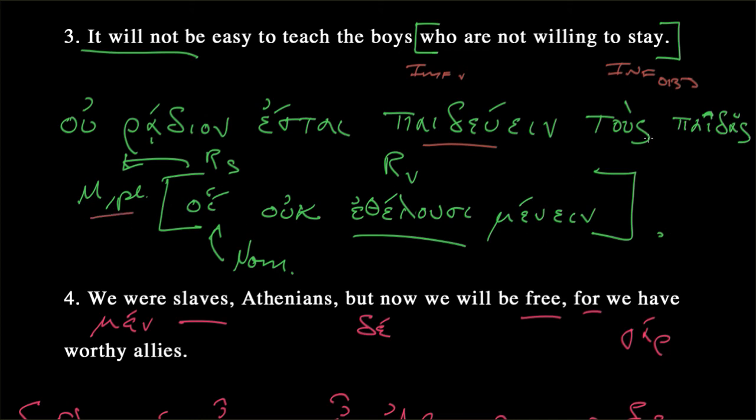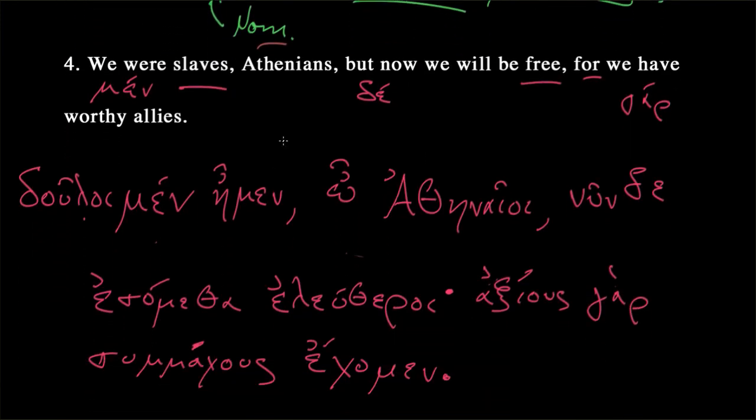Remember that it's masculine plural because that's what tous paidas is. It's nominative because that becomes the subject of the relative verb ethelosi, part of this verbal phrase, willing to stay. And then finally, we were slaves, Athenians, but now we will be free, for we have worthy allies. So this was a great exercise in post-positive particles, men, de, gar. So douloi men, hey men, we were slaves, O Athenians. Nice vocative particle. Nominative looks like the vocative in the plural, easy, Athenaioi. Remember that this diphthong is short, causing this to be a circumflex there. But now we will be free, eleutheroi.